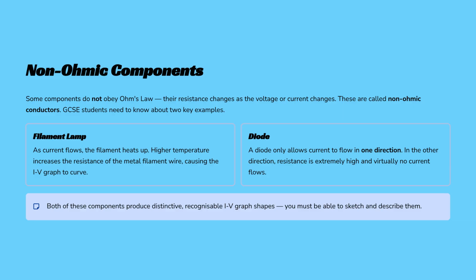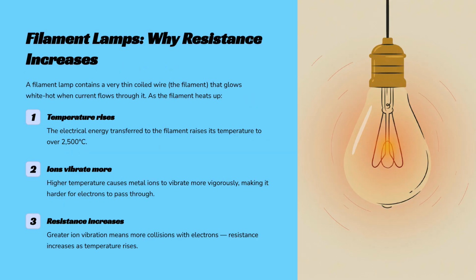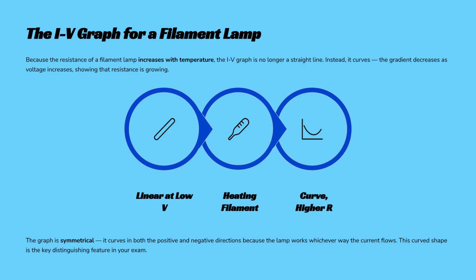Some components are non-ohmic, meaning their resistance changes with voltage or current. Key examples include filament lamps and diodes. In a filament lamp, as current flows, the wire heats up. This increased temperature makes metal ions vibrate more, which leads to increased resistance. Because the resistance of a filament lamp increases with temperature, its IV graph is a curve rather than a straight line. It is symmetrical, as the lamp functions both ways.